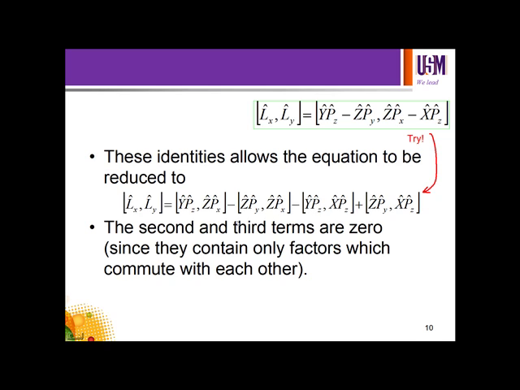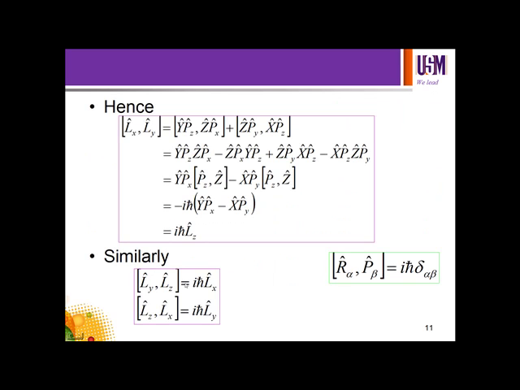The second and third terms are 0 since they contain only factors which commute with each other. Okay, this one and this one, the second and third term is equal to 0 when we commute it, as they contain only factors which commute with each other. So when two operators commute, basically it is equal to 0. Hence, what is left is this.